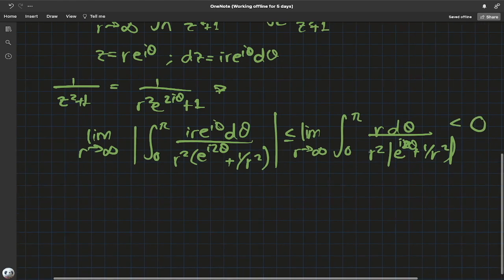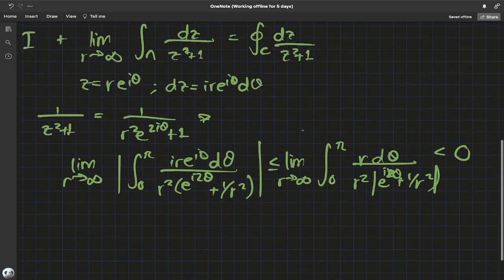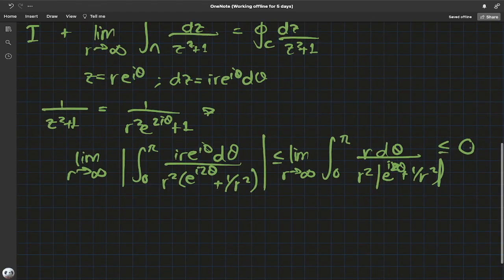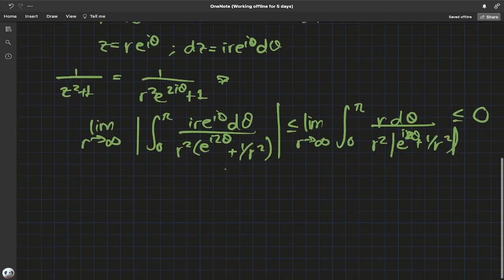If you don't believe me, just take a piece of paper, do it yourself, pause the video. But what I'm saying is the absolute value is less than or equal to 0. This is a guarantee that the integral inside is also 0. It's just a property of this magnitude, this absolute value.